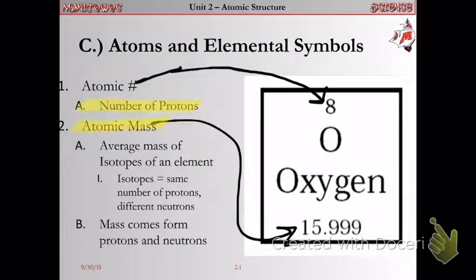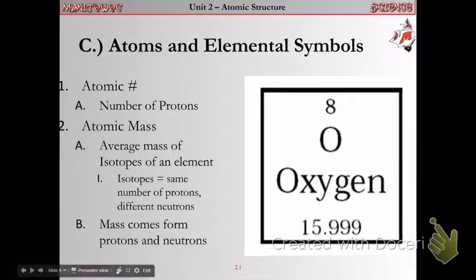Now, the definition of the atomic mass is that it's an average mass of the isotopes of an element. You might be asking, what are isotopes? We did it a little bit in the PhET simulation, but an isotope is an element that has the same number of protons but a different number of neutrons. And we're going to do a lab in class to more closely look at what it means to be an average atomic mass. The mass of an element comes strictly from the protons and the neutrons. As I've said before, the electron is so tiny, it adds such little mass that we don't even consider it when it comes to the average atomic mass.